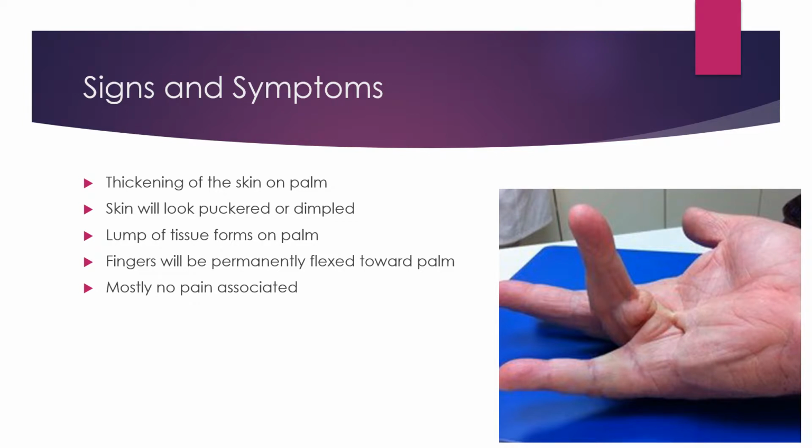Signs and symptoms include thickening of the skin on the palm. Skin on the palm will look puckered or dimpled. Lumps of tissue form on the skin. This is usually called a node. And fingers will be permanently flexed towards the palm.